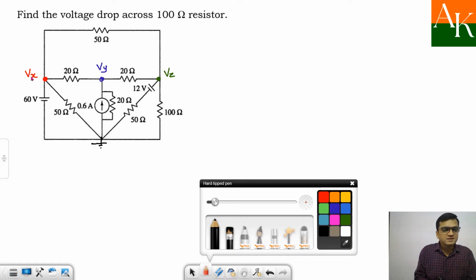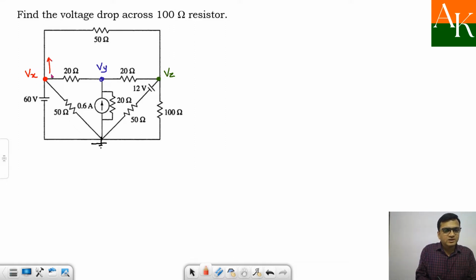If you try to apply KCL at node X, what will happen? You can easily write down this current, and even this current I can write down. But when you write the current through this one, there is no resistance in series with this 60 volt source. So you can't write down current flowing through this branch. So you can write from node X, Vx is equal to 60 volt.